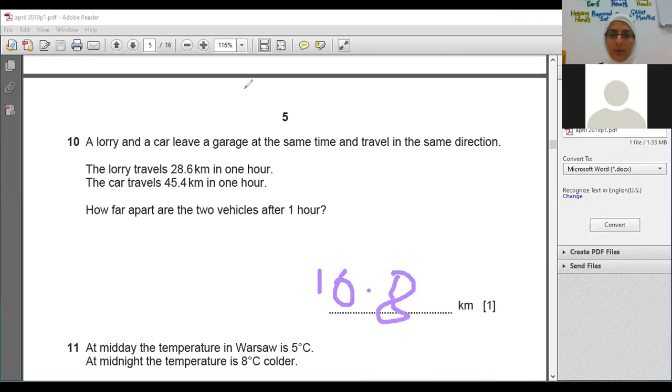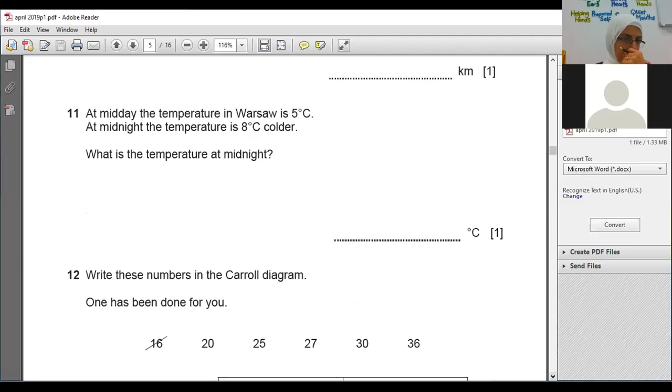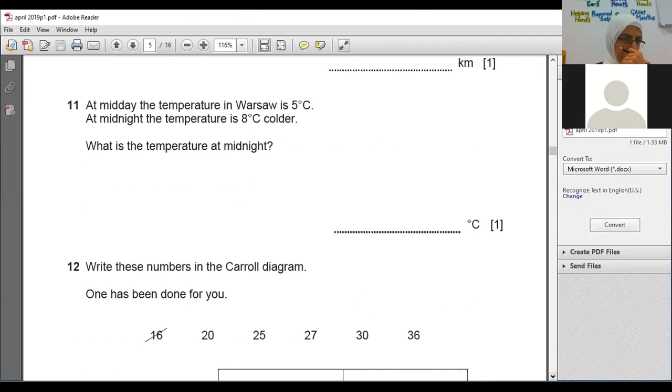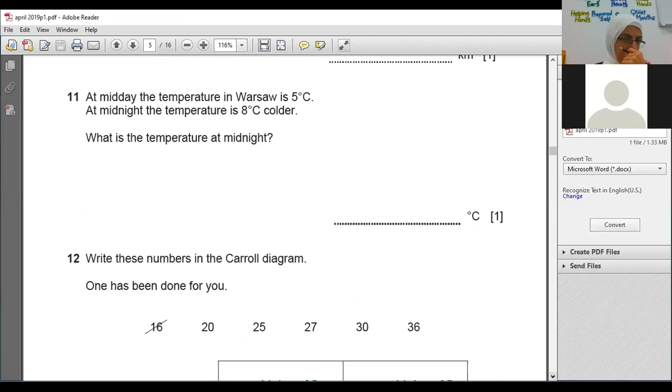Okay, now let's go to the other question. At midday, the temperature in Warsaw is 5 degrees Celsius. At midnight, the temperature is 8 degrees colder. So colder means it's getting colder. And we took before, for example, when we compare the temperature with each other, which is colder, 5 degrees or -6? -6 is colder, so always we go to the opposite side, to the left side.